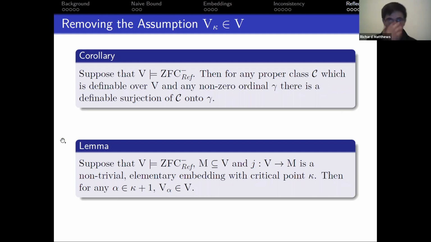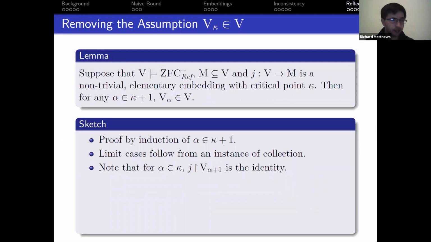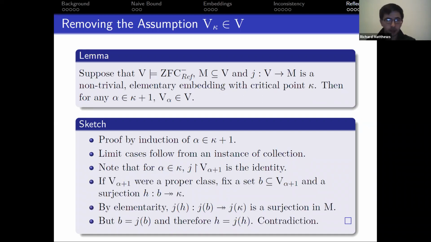Okay, so just to give the sketch of this lemma, this is a proof by induction. So we prove that for each alpha in kappa plus 1, V alpha is a set. And limit cases will just follow from an instance of collection. So we now just prove the successor cases. So we're going to assume V alpha is a set. And we know that j restricted to V alpha plus 1 is always the identity, because alpha is in kappa, so alpha is fixed.